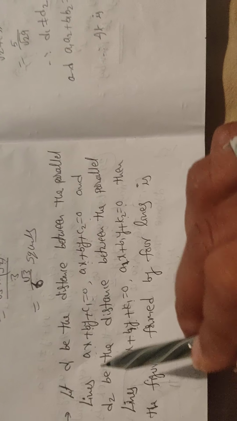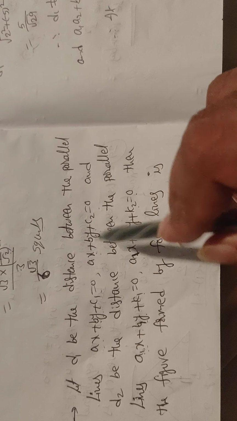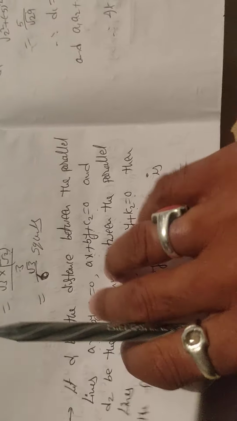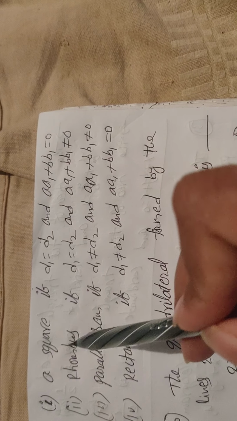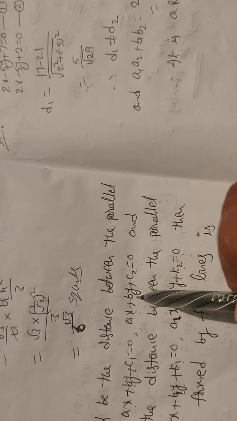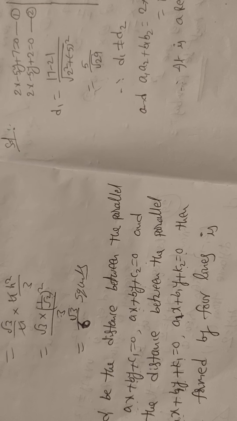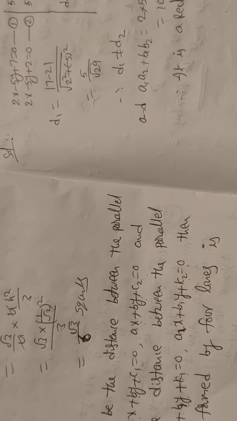So here it forms a parallelogram, very clear, because these two lines are parallel and these two lines are parallel. Then the figure formed by the four lines is a parallelogram, which becomes a square when d1 is equal to d2. d1 is the distance between these two parallel lines, d2 is the distance between these other two parallel lines. Remember, if the distances between the two pairs of parallel lines are equal, then it becomes a square, and it also follows this condition.